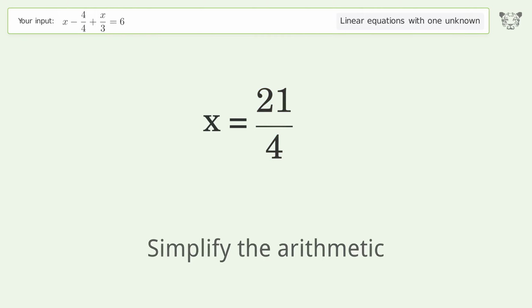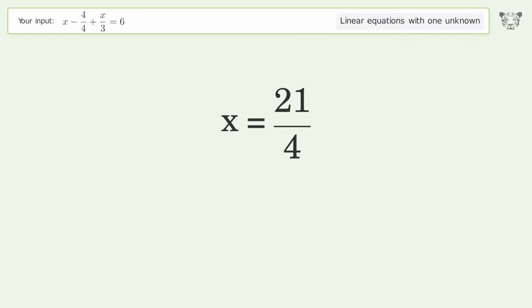And so the final result is x equals 21/4.